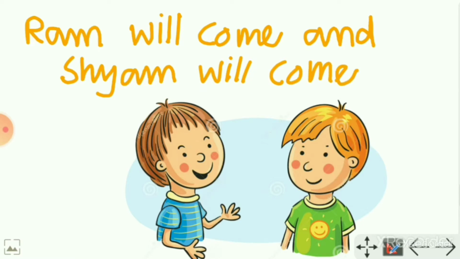Here there are four possibilities. Ram may come or may not come, and Sam also may come or may not come. Let's see all those possibilities.